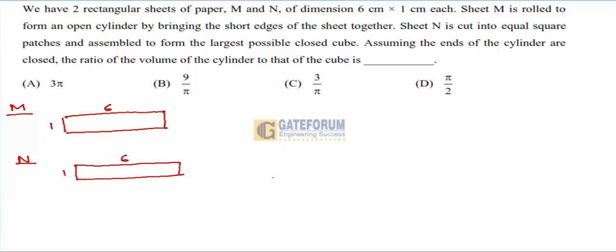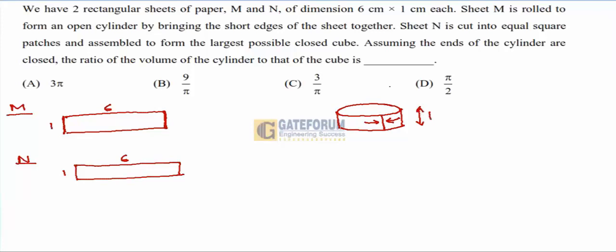Okay, now sheet M is rolled to form an open cylinder by bringing the short edges together. So these are the short edges. Okay, let us do it. See, this will be the look of our cylinder. The short edges have been brought together, and this is the cylinder. We must understand that the height of the cylinder remains 1.